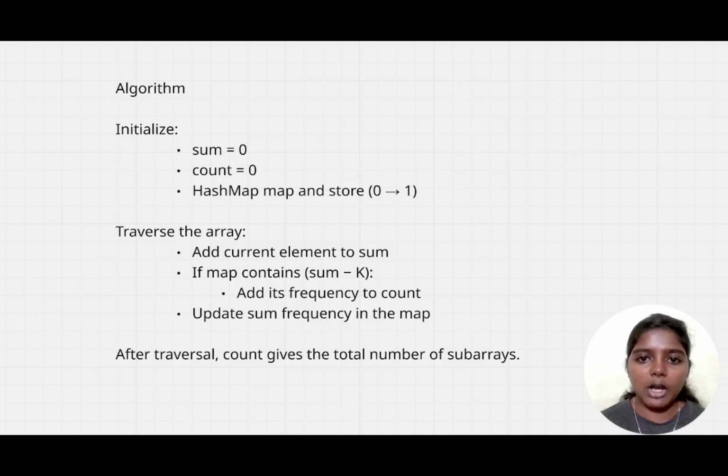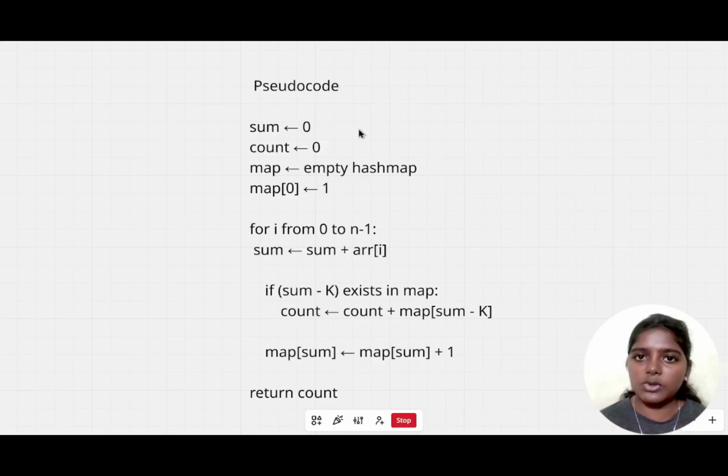So we have a count. If the subarray has two elements, we have two possible subarrays; if it has three, we have three possible subarrays. So this is how it works. Let's see the pseudocode.